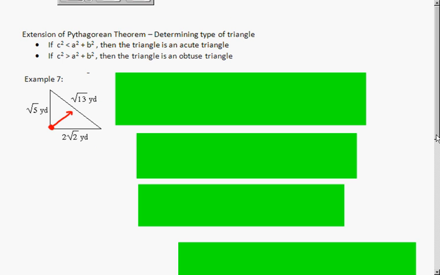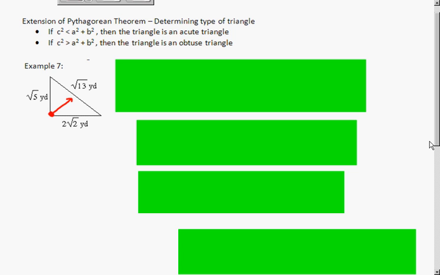In example 7 and example 8, you're going to determine what type of triangle it is, whether it be right. Remember, a right triangle is a squared plus b squared equals c squared. Or if it's acute or obtuse. Now, if your c squared value is less than, it's acute. If your c squared value is greater than, it's obtuse. And this is all in relation to the equation for the Pythagorean theorem. Again, here's where your right angle would be. Across from it is side C. So we're going to determine what type of triangle that is.